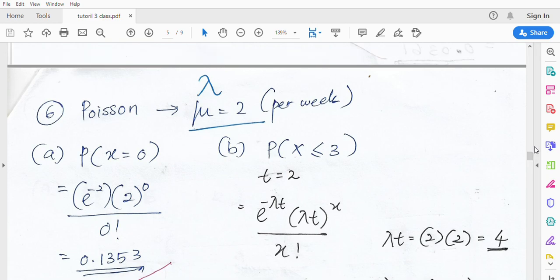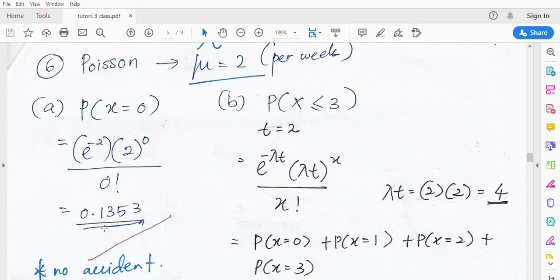Okay, and then go for number 6. The average number of traffic accidents on a certain section of highway is 2 per week. So the keyword is 2, the average number is 2. Assume that the number of accidents follows a Poisson distribution with mean equals 2. So A is find the probability of no accident on this section. So we want to find the probability of x equals 0. So we will get the answer 0.1353.